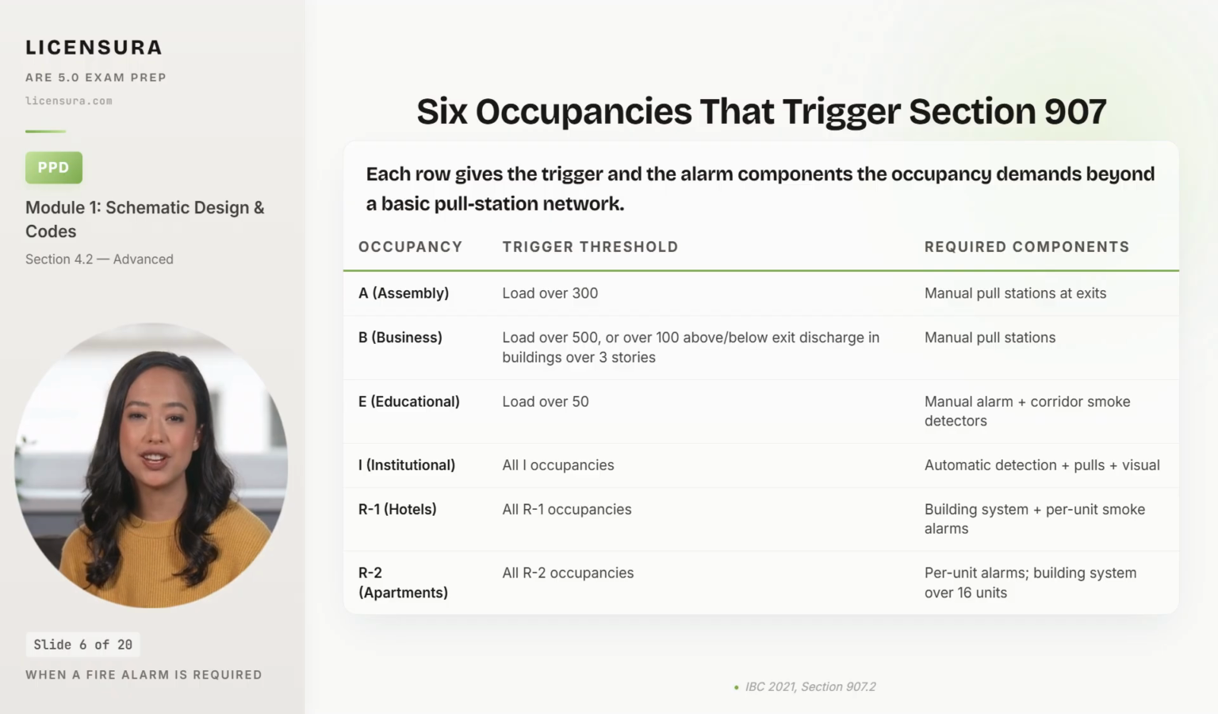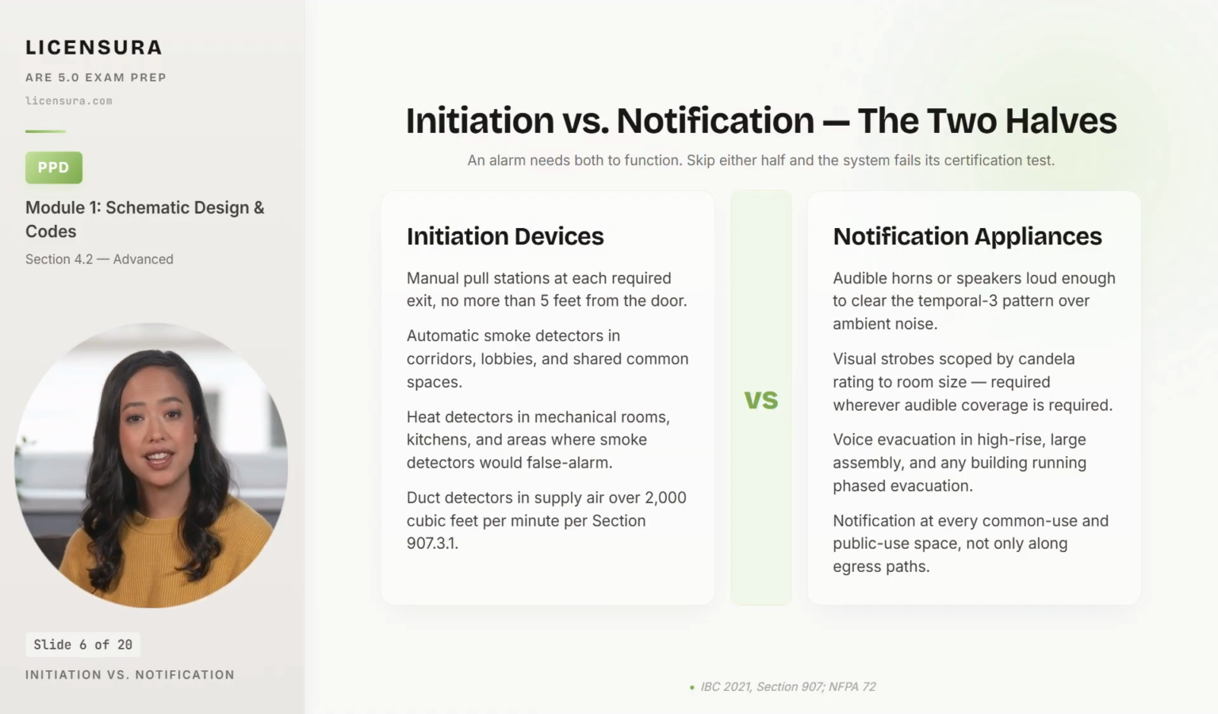The system has 2 distinct halves, initiation and notification, and the IBC requires both. The initiation side is how the system finds out something is wrong, and it splits into manual and automatic. Manual is the pull station, at every required exit, mounted within 5 feet of the door per NFPA 72. Automatic is the smoke detector for corridors and lobbies, the heat detector for mechanical rooms and kitchens where smoke detectors would false alarm constantly, and the duct detector inside supply air handlers moving over 2,000 cubic feet per minute.